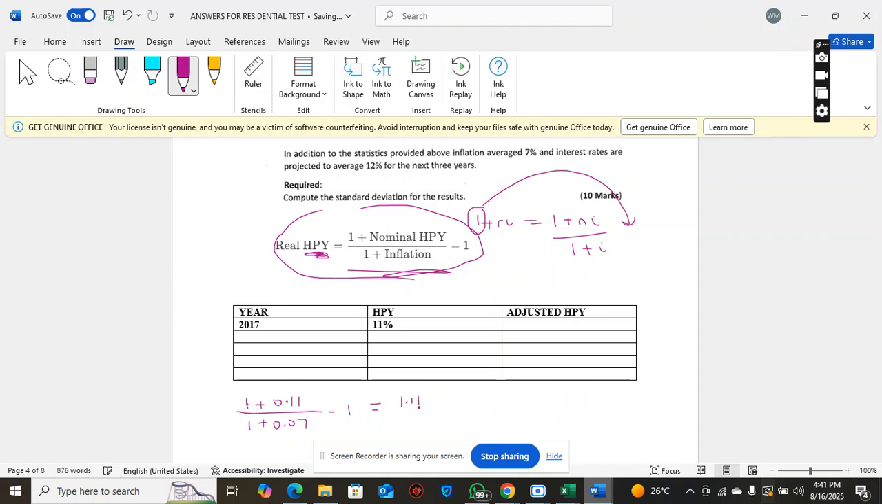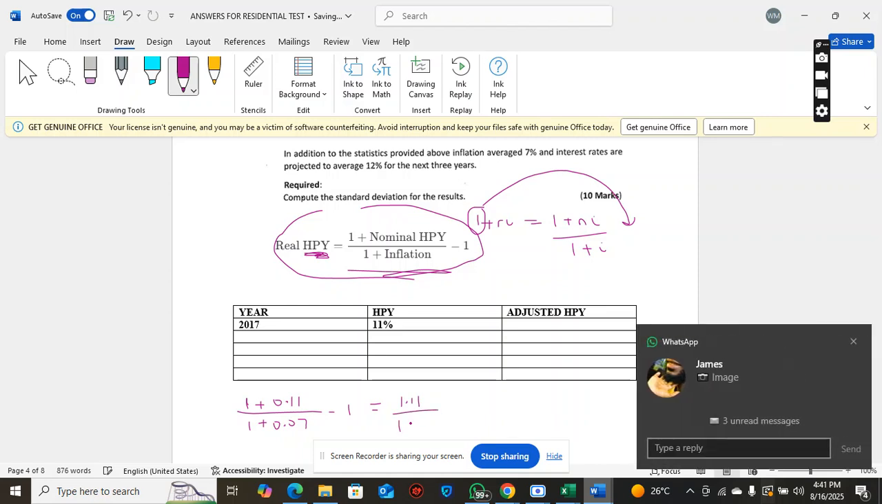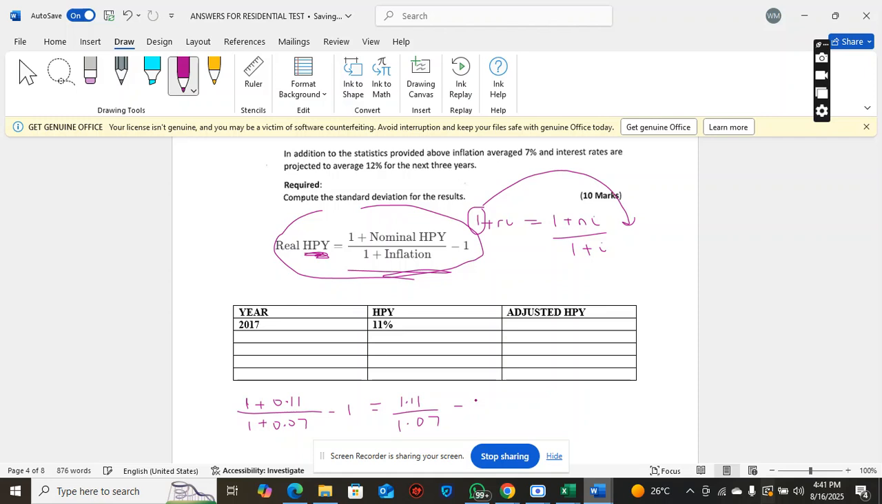1.11 divided by 1.07 minus 1. What value do we get? Yes, 1.11 divided by 1.07 minus 1.